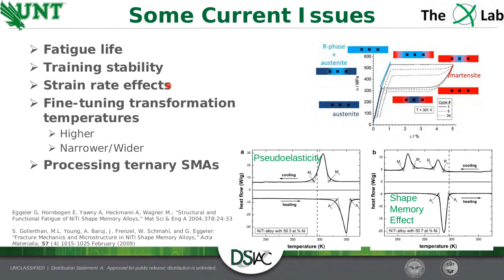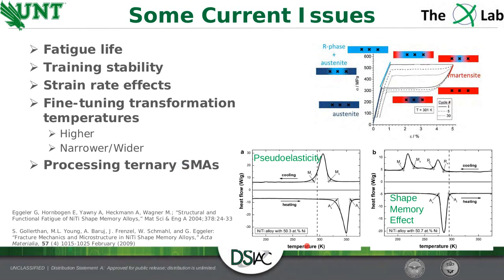And then one of the big features is fine-tuning those transformation temperatures. One is to push them to higher temperatures. Another one is to make the hysteresis, the width between these two peaks, either narrower or wider, depending on what the application is. Within our group and within the shape memory community at large, we have different ways of doing that. One of the other challenges is processing of these ternary SMAs. We want to fine-tune the properties a little more. We also have to worry about how we can do this on a large, production scale.